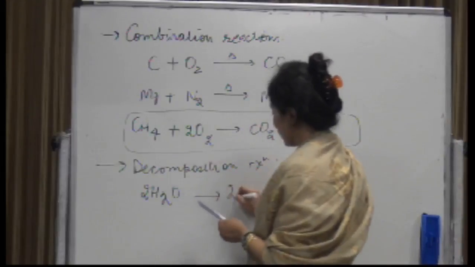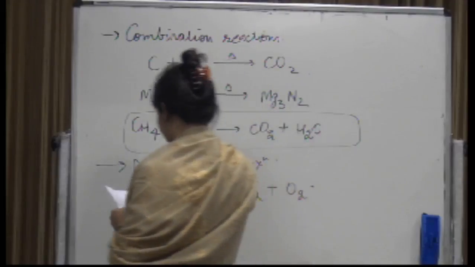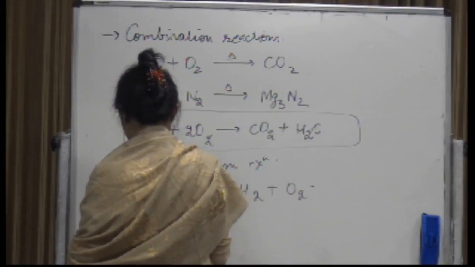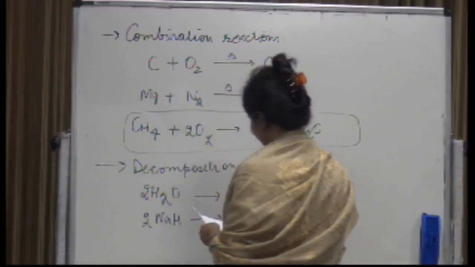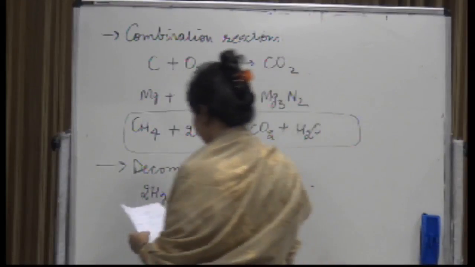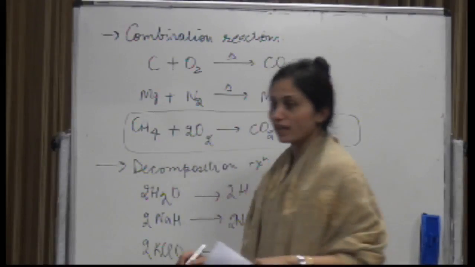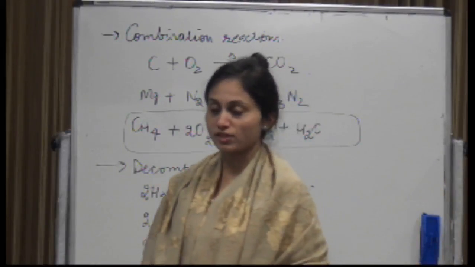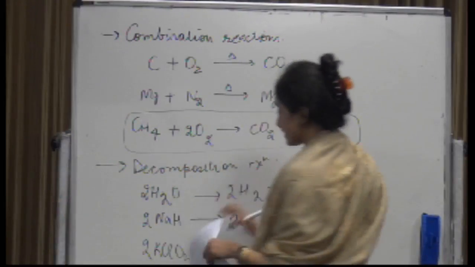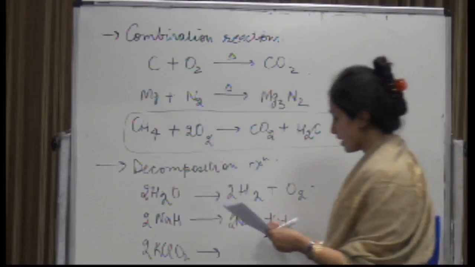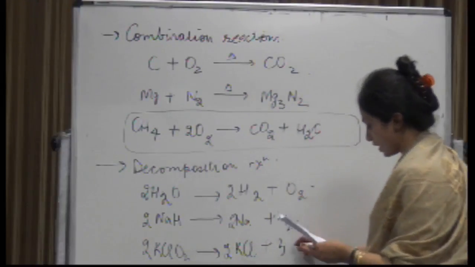2H2O is giving 2H2 plus O2. Then you have 2NaH is giving 2Na plus H2. Then you have 2KClO3. This we've already done. KClO3 is an intramolecular redox reaction, which can also be called a decomposition reaction. Decomposition, why? Because that compound is getting broken into two or more substances on its own. So that will be forming KCl and 3O2, right?